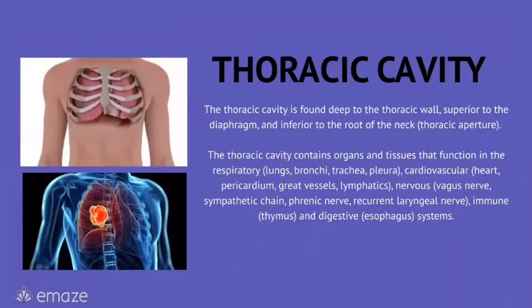Thoracic cavity. The thoracic cavity is found deep to the thoracic wall, superior to the diaphragm, and inferior to the root of the neck. The thoracic cavity contains organs and tissue that function in respiratory, like lungs, bronchi, trachea, pleura; cardiovascular, heart, pericardium, great vessels, lymphatics, nerves, vagus nerve, sympathetic chain, phrenic nerve, recurrent laryngeal nerve; and immune system, thymus; and digestive system, esophagus.